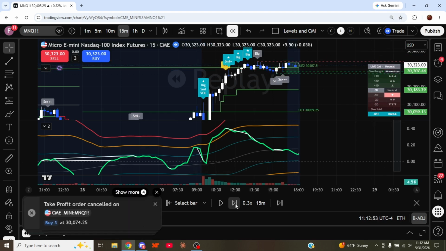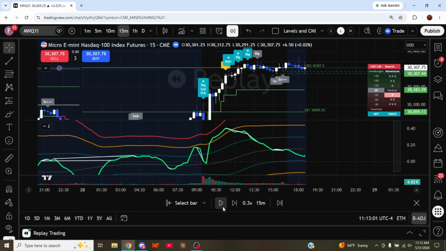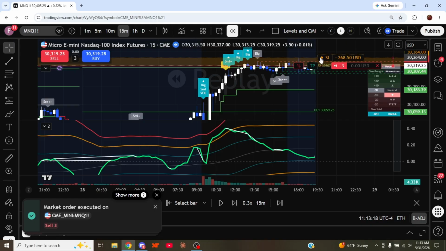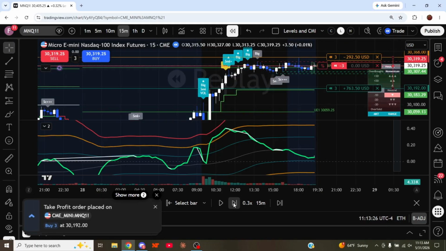Alright, new session. Alright, they rejected again. Open a new session, rejected off of this level again. They're still just moving down. Alright, I'm going to take another short off of this. This time I'm going to leave a wide stop. Kind of. It's not too bad. There. And a little closer take profit.